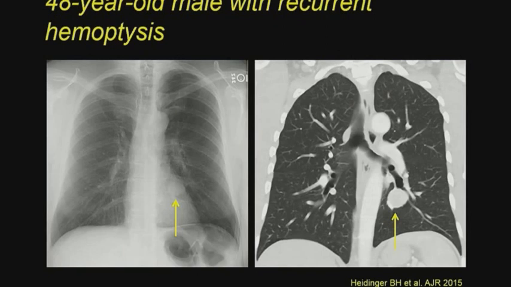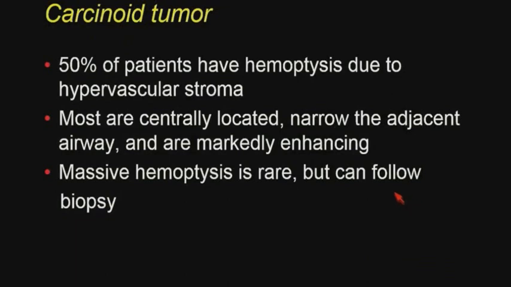This is another patient with malignancy, and you can see it on the X-ray, and you can also see it on the CT. In this case, it's a young patient, and the history was recurrent hemoptysis. What we see is a mass in very close proximity to the left lower lobe airway. So this is a typical presentation based on the age and the appearance of a carcinoid tumor.